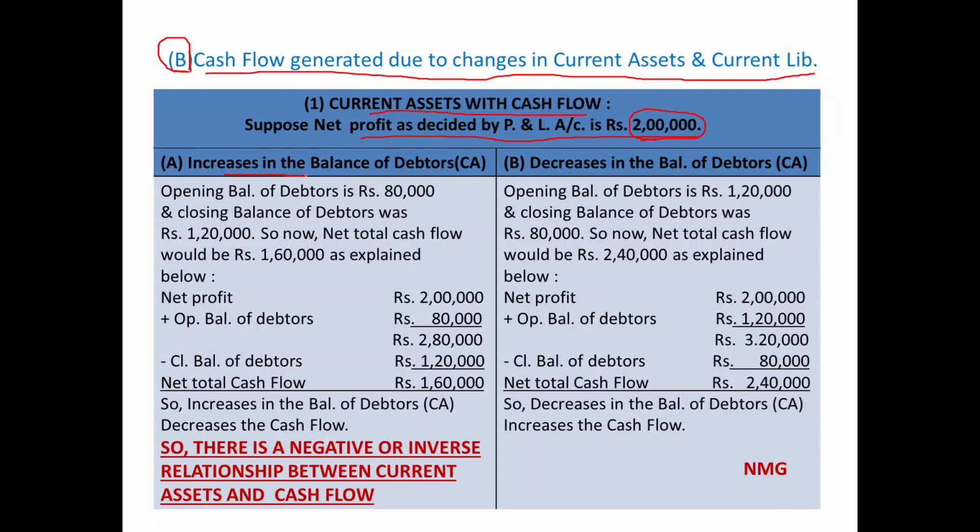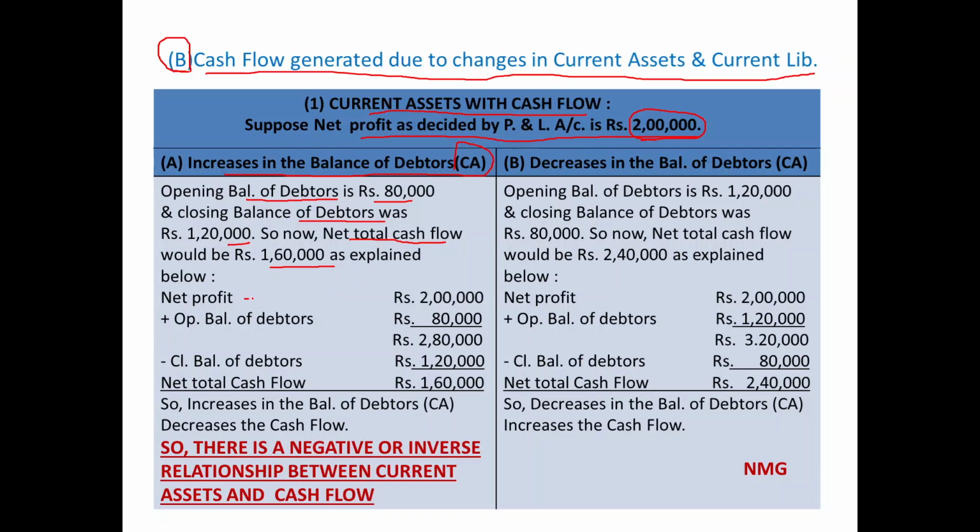Suppose it indicates increases in the balance of debtors. You know, debtors is one of the important components of current assets. You may take any component. Logic remains the same. Opening balance of debtors, suppose, was 80,000 and closing balance of debtors was rupees 1,20,000. Now, what would be the net total cash flow after this impact of debtors in the cash flow statement? It would be rupees 1,60,000 as per explanation given over here. How?